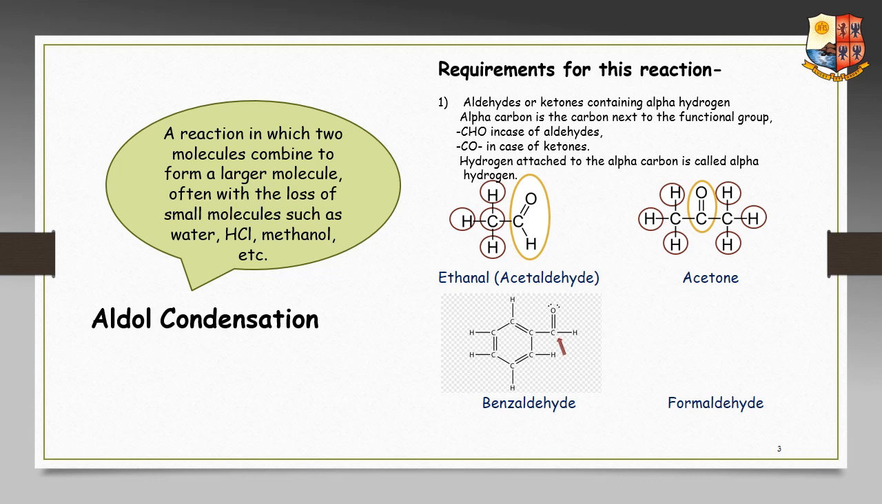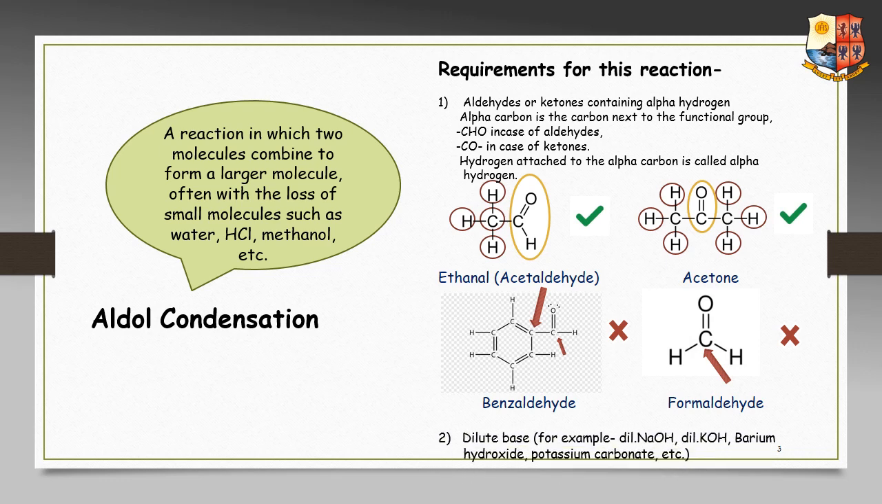In case of benzaldehyde, this is the functional group, and there is a carbon attached to the functional group, that is the alpha carbon. But this alpha carbon does not have any hydrogen atom attached to it. So there is no alpha hydrogen in case of benzaldehyde. And in case of formaldehyde, this is the functional group, and to this functional group there is no carbon attached, which means there is no alpha carbon. And if there is no alpha carbon, there is no question of alpha hydrogen. So to sum it up, ethanol and acetone will show this reaction because they have alpha hydrogens, and benzaldehyde and formaldehyde will not show this reaction because they lack alpha hydrogens.